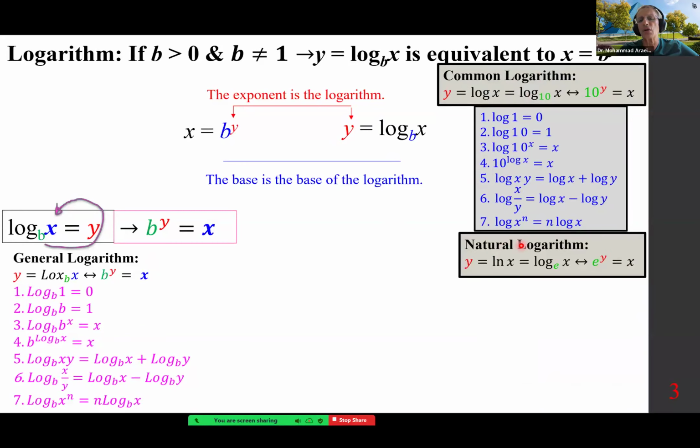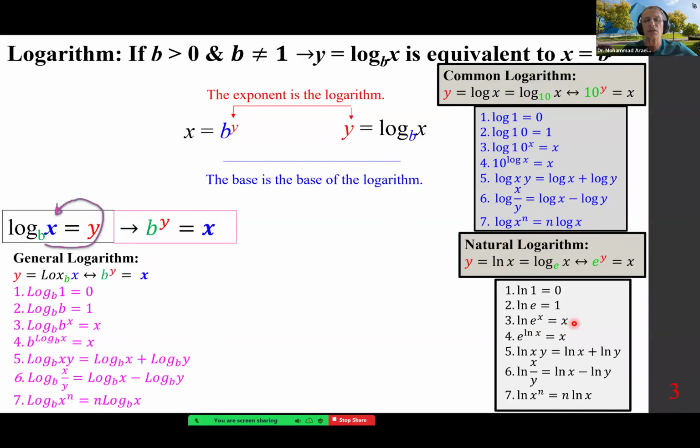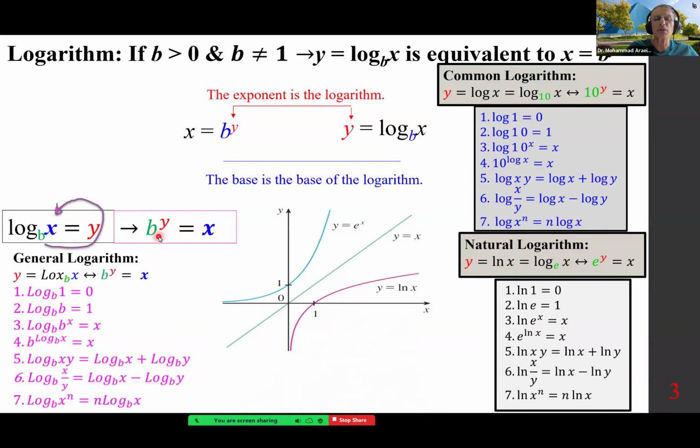As far as natural logs are concerned, where the base is e and we write y equals ln x, the same thing happens, understanding that with this arrow. Because logarithmic functions and exponential functions are inverse functions, they are symmetric with respect to the line y equals x.